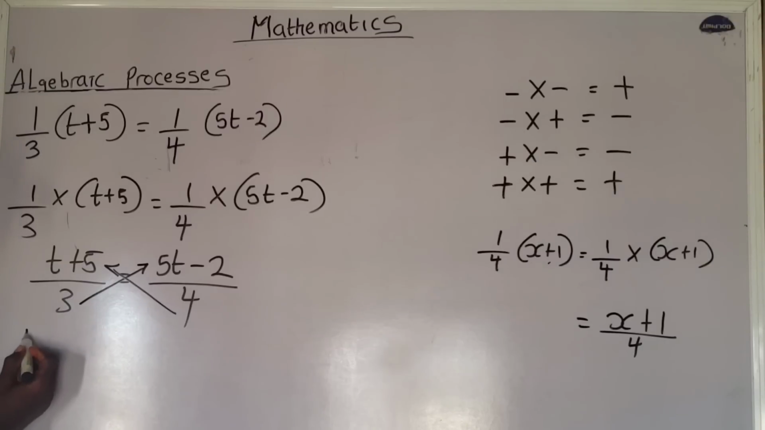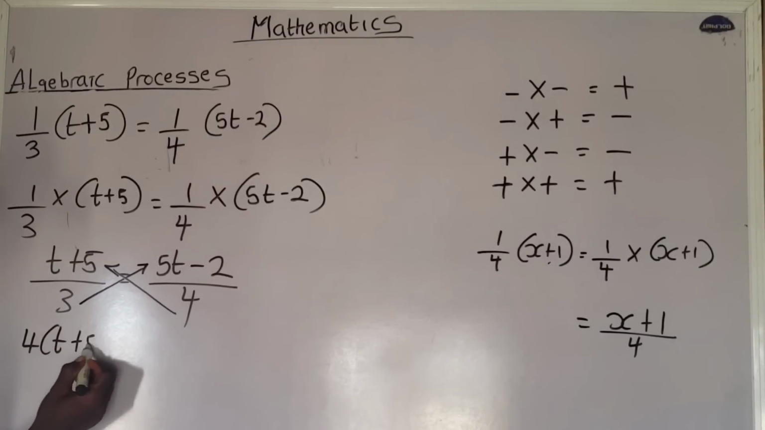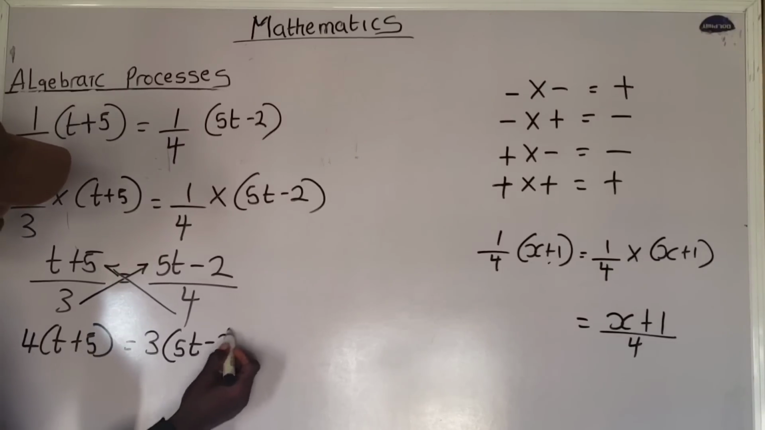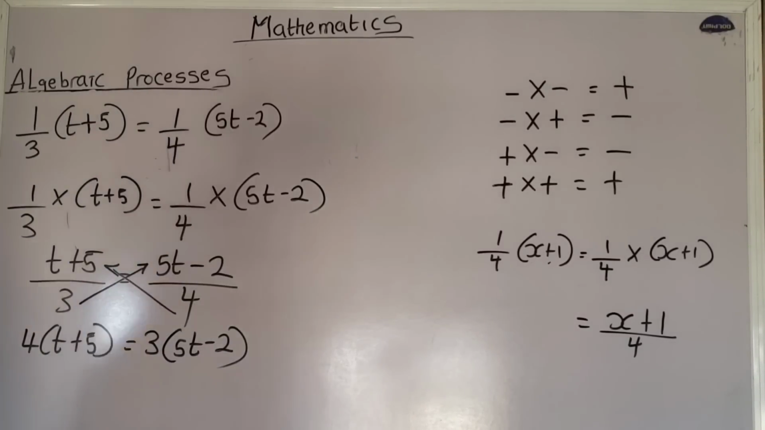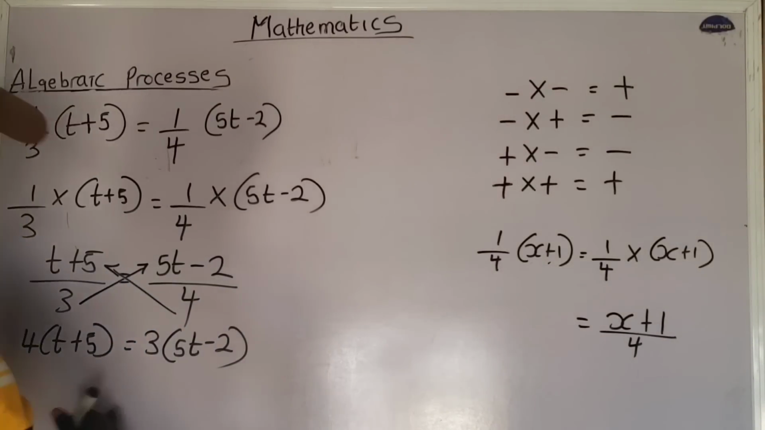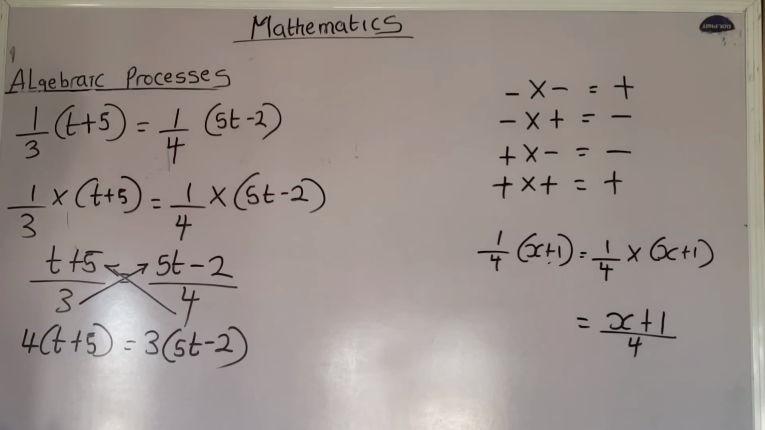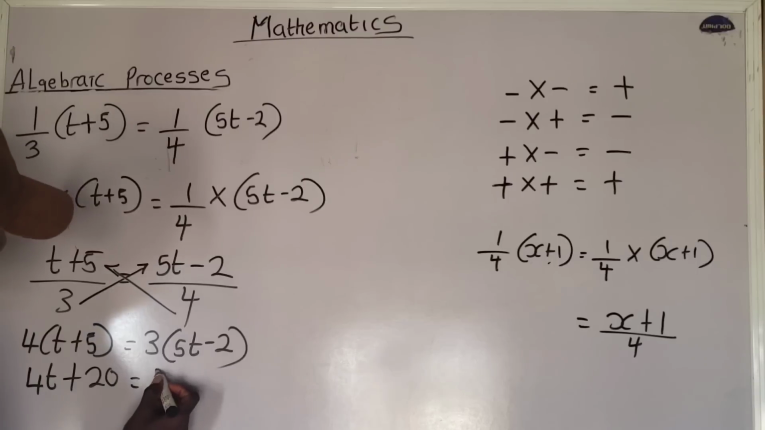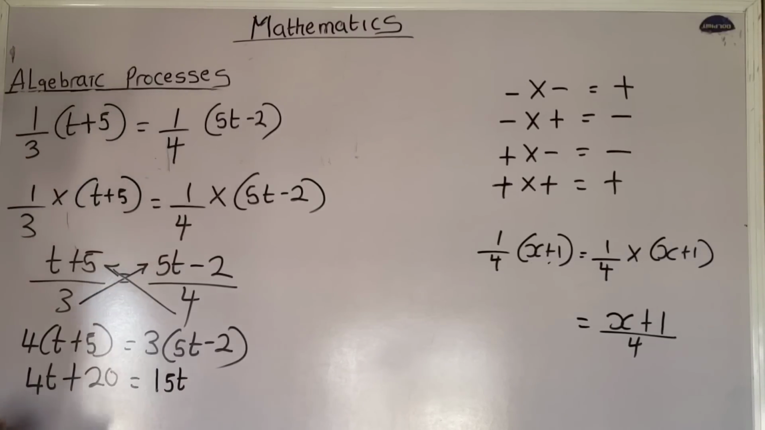Okay, so for this, I'm going to have 4(t + 5) = 3(5t - 2). Do you understand? Now I'm going to open the bracket on the left hand side of the equation by 4, and the bracket on the right hand side by 3. So 4 multiplied by t is what? 4t, and 4 multiplied by 5 is what? 20, positive 20, equals 3 multiplied by 5t, that is 15t, and 3 multiplied by negative 2, that is negative 6.